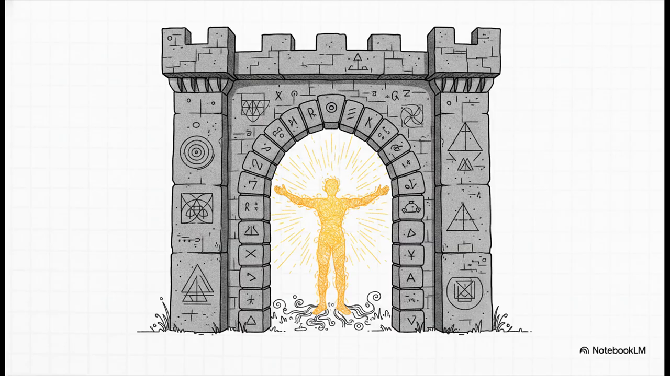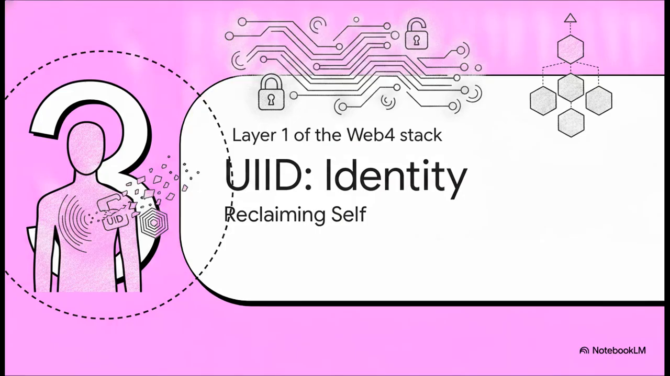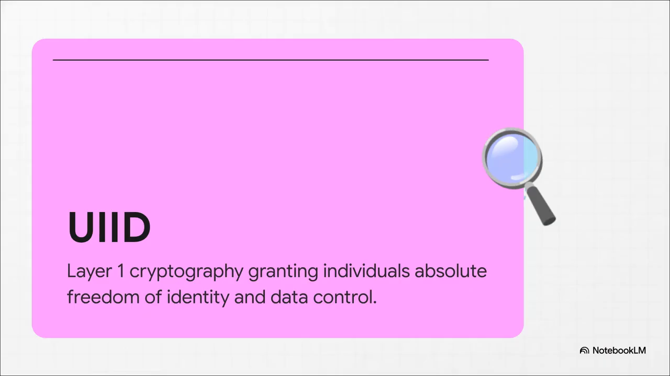It treats digital space as a true extension of human presence, meaning you should have the exact same unalienable rights online as you do in the physical, real world. Okay, let's move on and see how this builds into Layer 1 of the stack, Section 3, UID, reclaiming personal identity. So, UID stands for Universal Integrated Identity Decoupled.